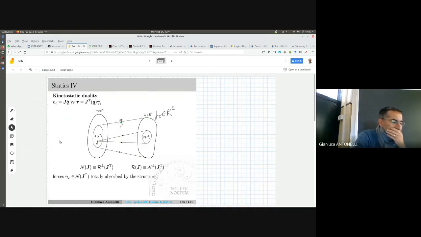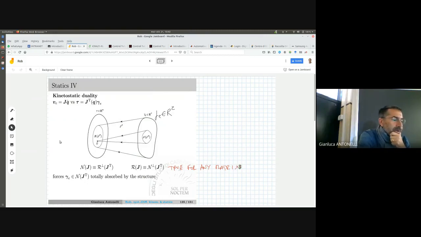Now, what is the relationship between the Jacobian and the transpose of the Jacobian? The relationship is given by this property that holds for any matrix.